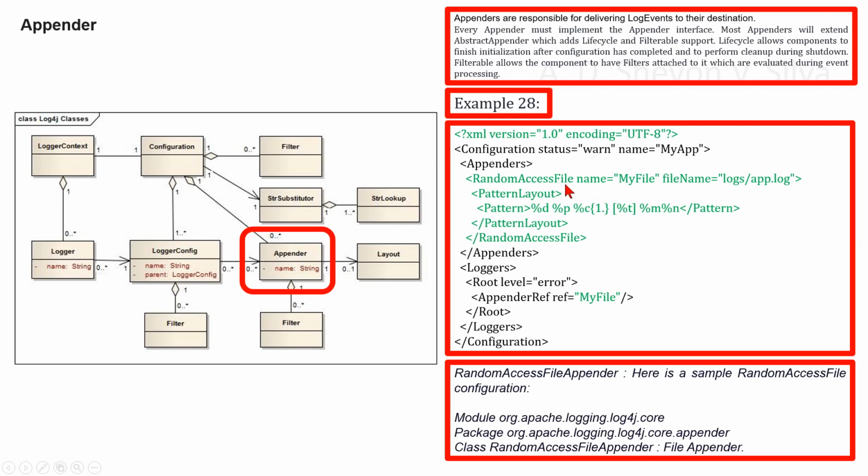Now we are considering the random access file appender. Here is a sample random access file configuration. The class RandomAccessFileAppender in package org.apache.logging.log4j.core.appender in module org.apache.logging.log4j.core. Random access file appender is similar to the standard file appender, except it is always buffered. This cannot be switched off, and internally it uses a buffer plus a random access file.